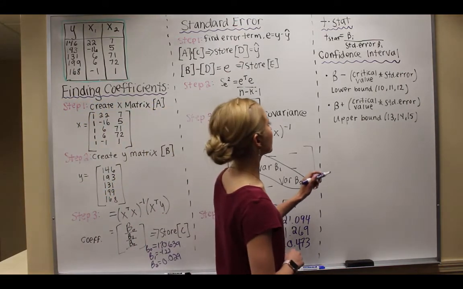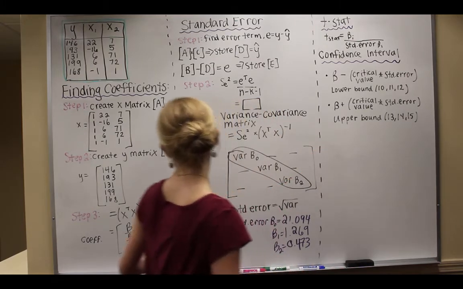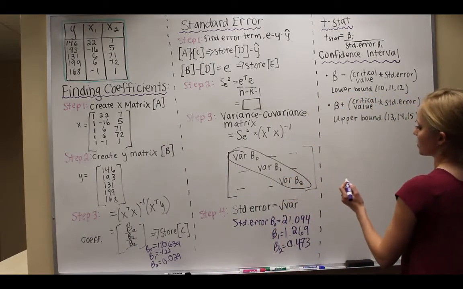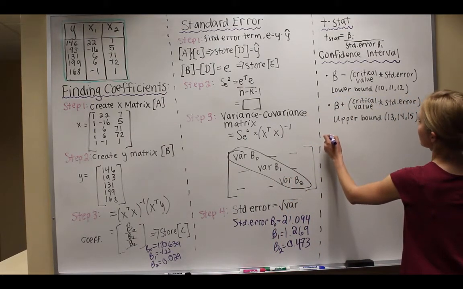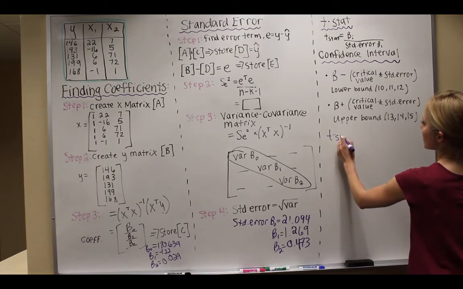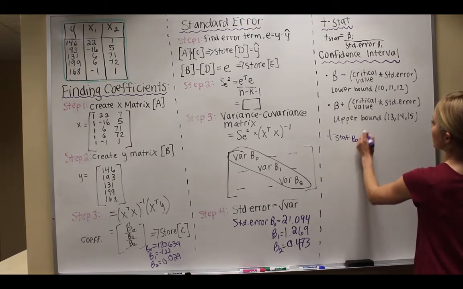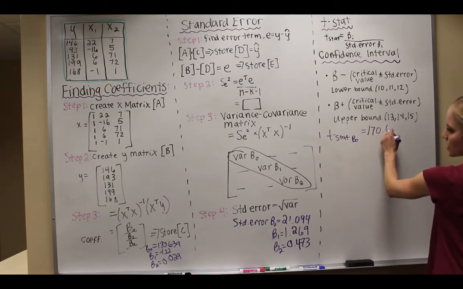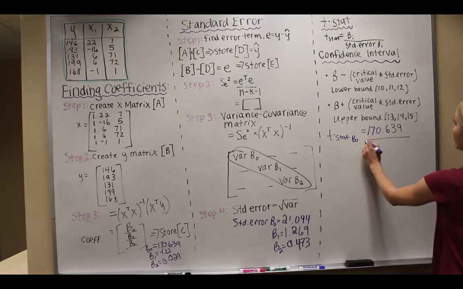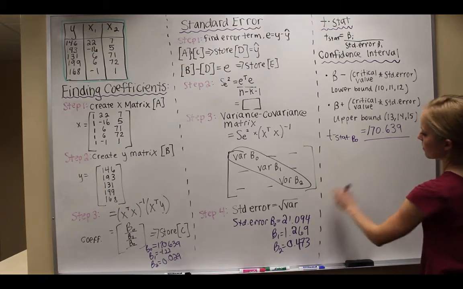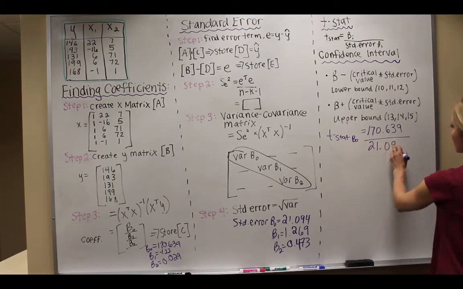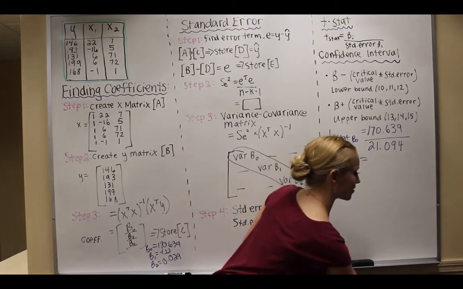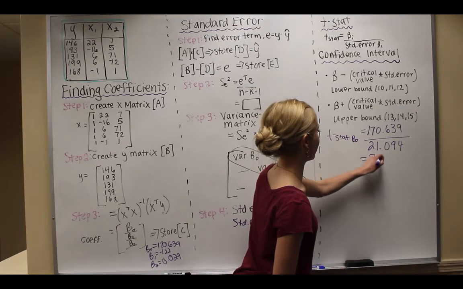So in your test statistic, you'll be using the values from here divided by the values from here. Just for a quick example, I'll do the test statistic for beta naught. So we have our t-stat for beta naught, and that would be 170.639 divided by the standard error for that value, which is 21.094. If we divide these two values, you should get the value 8.089.